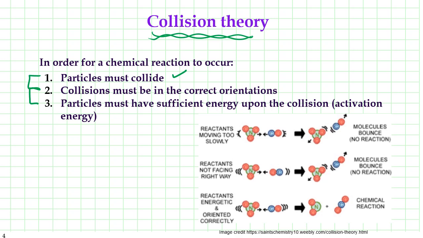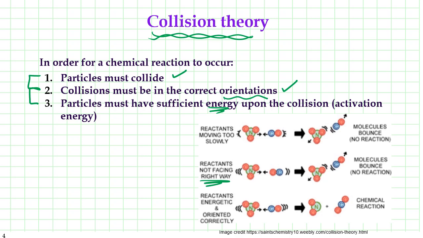Those collisions have to be in the correct orientations. And so if they aren't facing toward each other the correct way, then a reaction isn't going to happen. So we have to have the correct orientation, that correct facing of the molecules. They need to run into each other in the right directions. And then we also have to have enough energy. We kind of call this activation energy. They have to have at least the quantity of activation energy when they collide in order for a reaction to occur.